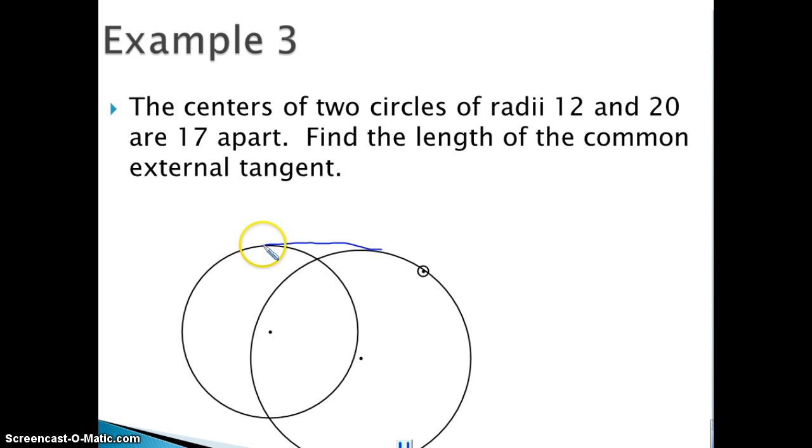And now I want to draw in the radii straight down and draw a segment connecting the centers. So I've got my trapezoid set up. Then I'm going to break that trapezoid down into a rectangle and a right triangle. So here's my right angles. And it says here the centers of the two circles of radii 12 and 20 are 17 apart. That 17 represents this segment right here. The 12 and 20 are the radii. This is 12. This whole thing is 20.